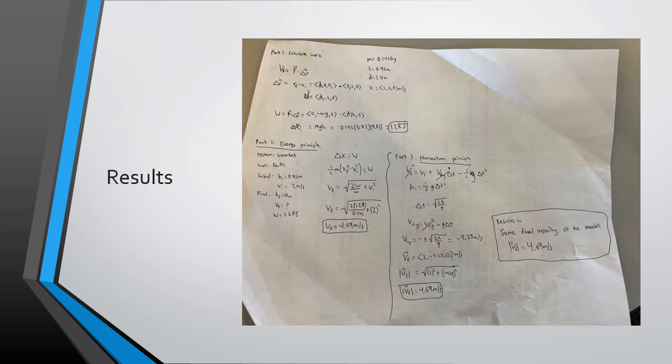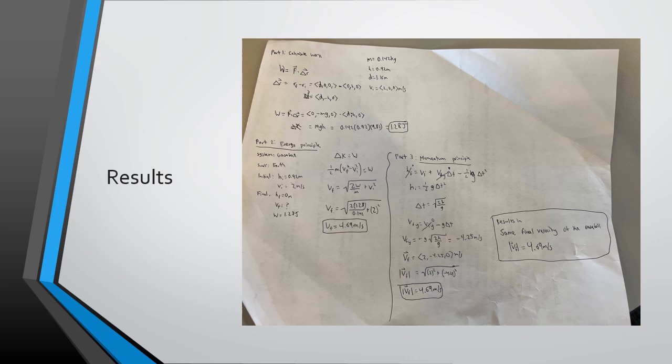Alright, and this is my work right here for the results. So part one, I calculated the work for it using the equations d and h for distance and height. After getting that, it basically just simplified to mass times gravity times h, which is potential energy, which just gives you 1.28 joules.